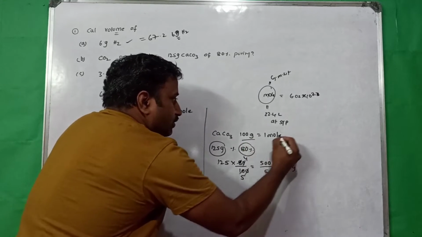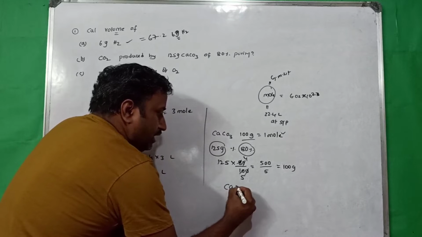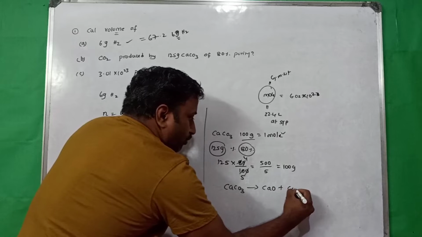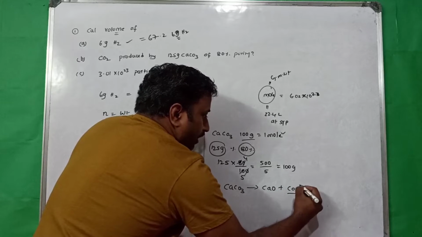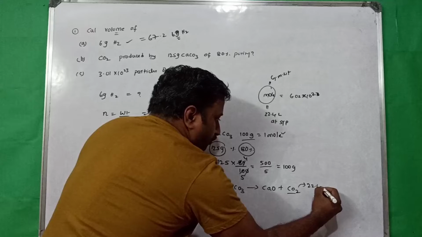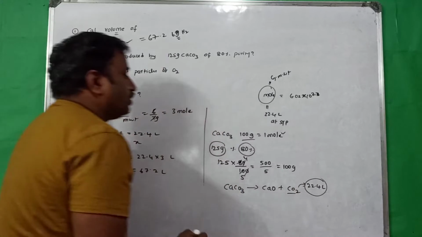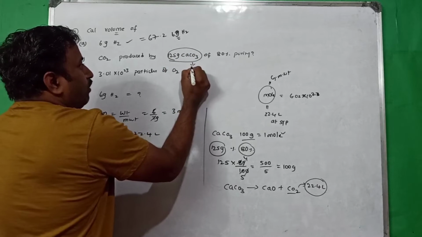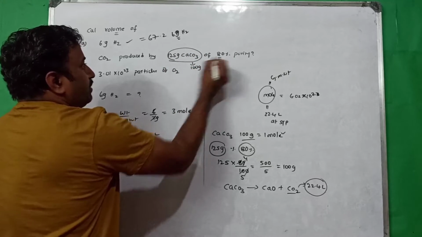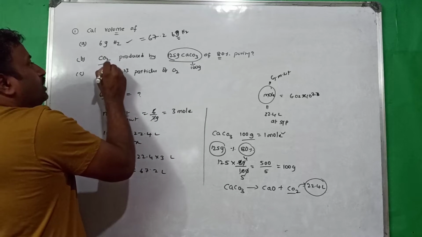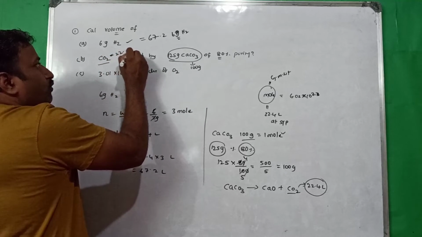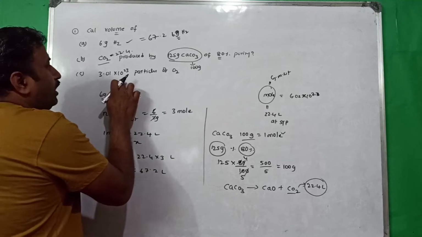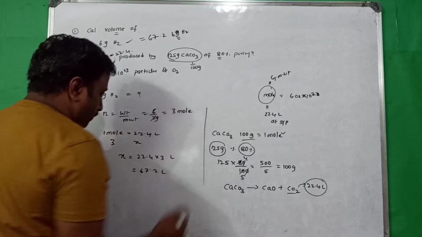100 grams of CaCO3 is 1 mole. If you take 1 mole of CaCO3, on heating we get 1 mole calcium oxide plus 1 mole carbon dioxide. 1 mole carbon dioxide is nothing but 22.4 liters. So 125 grams of calcium carbonate contains only 100 grams of pure substance because it is 80% pure. From that we get 1 mole CO2, which is equal to 22.4 liters. That's the second question. And the third question: 3.01 into 10 power 23 particles of O2.